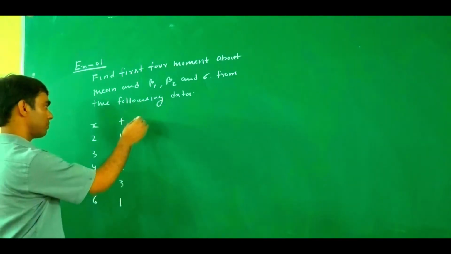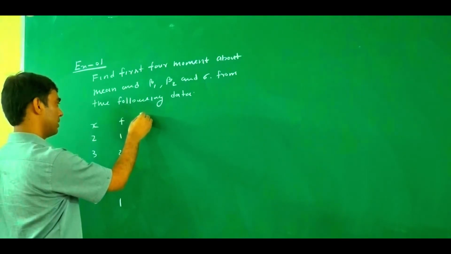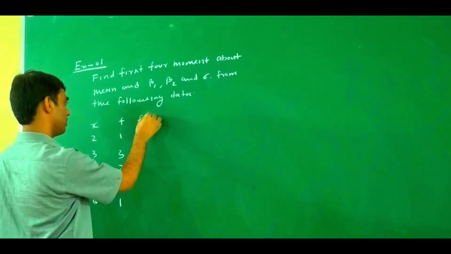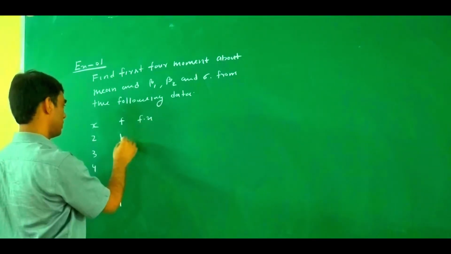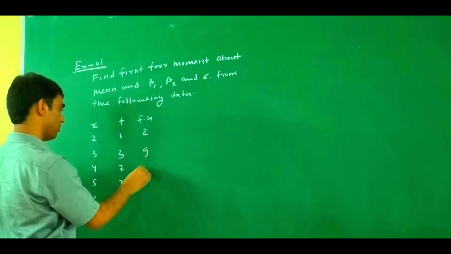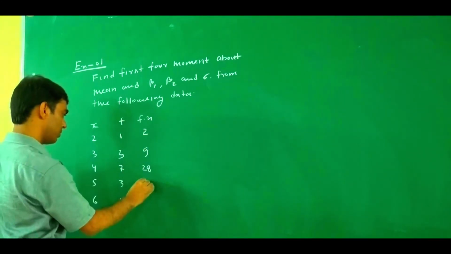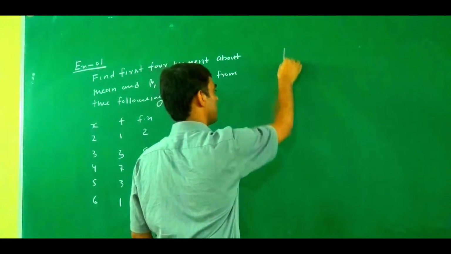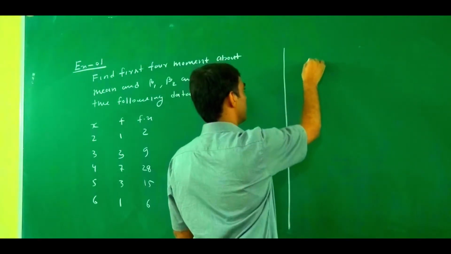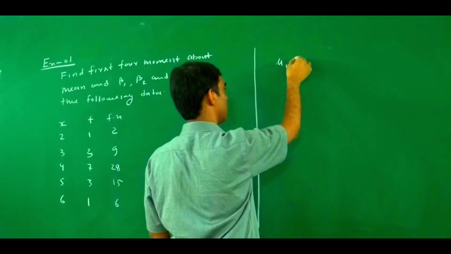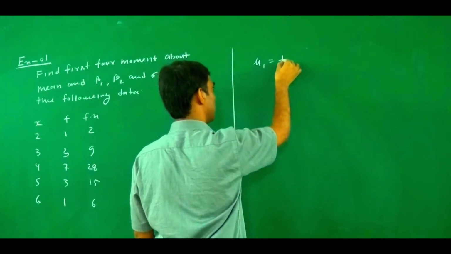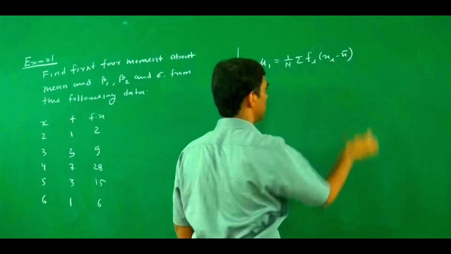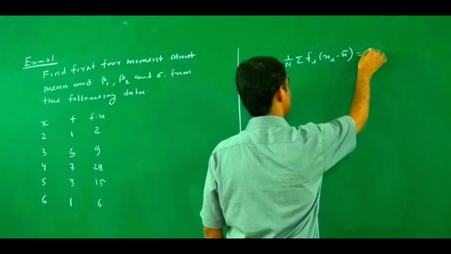So here we find f into x. F into x is: 2, 3 is 9, this one is 28, this one is 50, this one is 6. What is our aim? Our aim is to find mu 1, which is already a known value: mu 1 equal to 1 upon n summation of fi xi minus x bar, and we know that the value of this is 0.